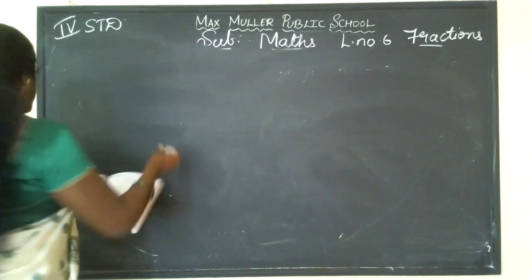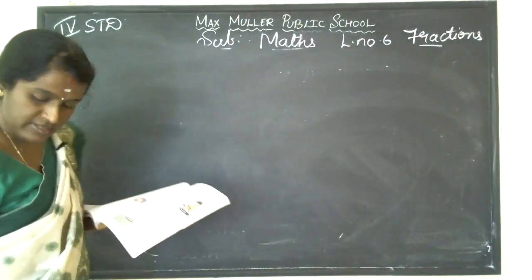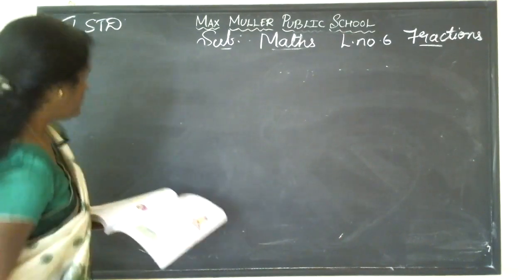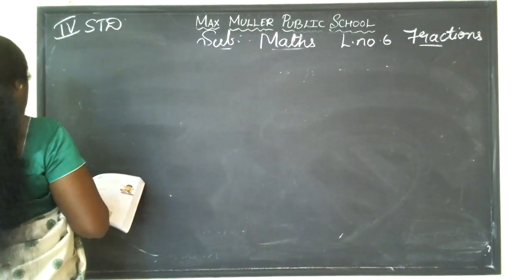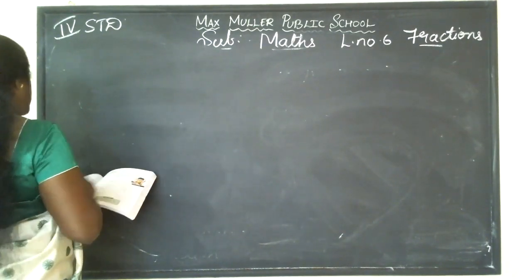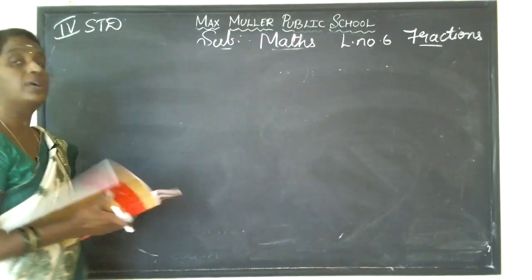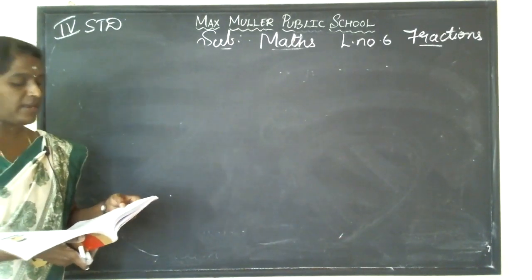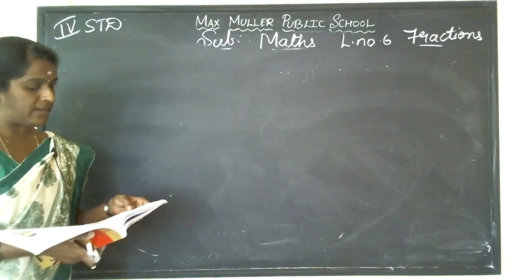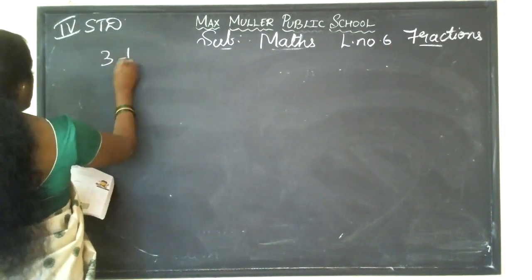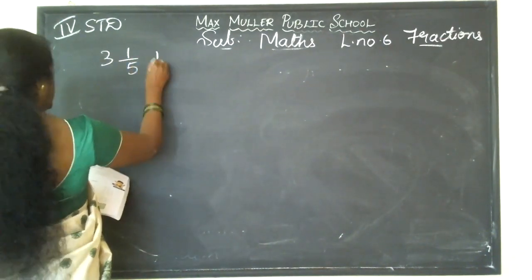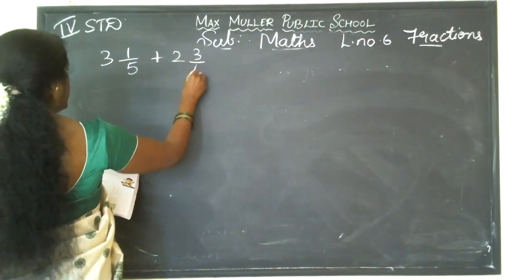Yes, see here. Second method. This is the second method, children. So change mixed fraction into improper fraction. After that add the numerators, then change the improper fraction into mixed fraction. See, 3 1 by 5 plus 2 3 by 5. So how should we do? See here, 3, 1 by 5 plus 2, 3 by 5.